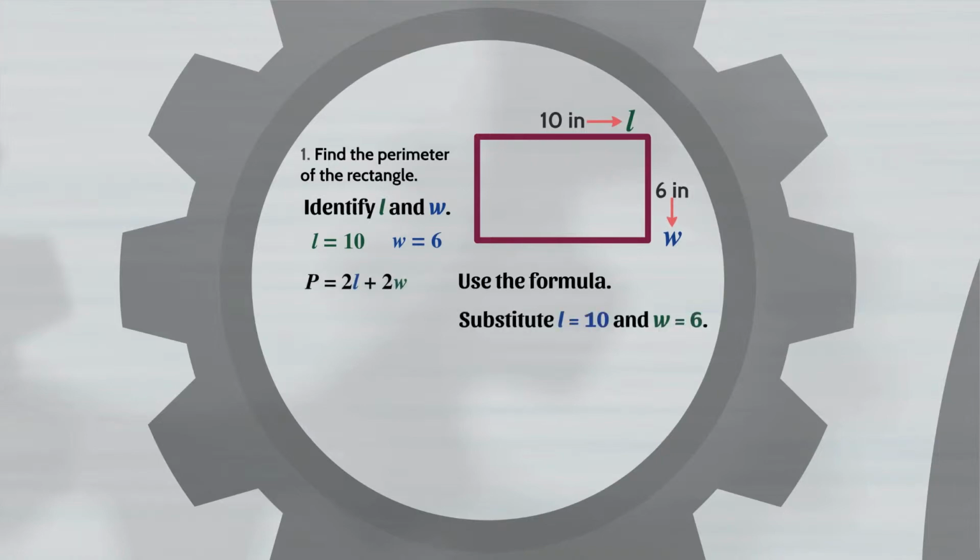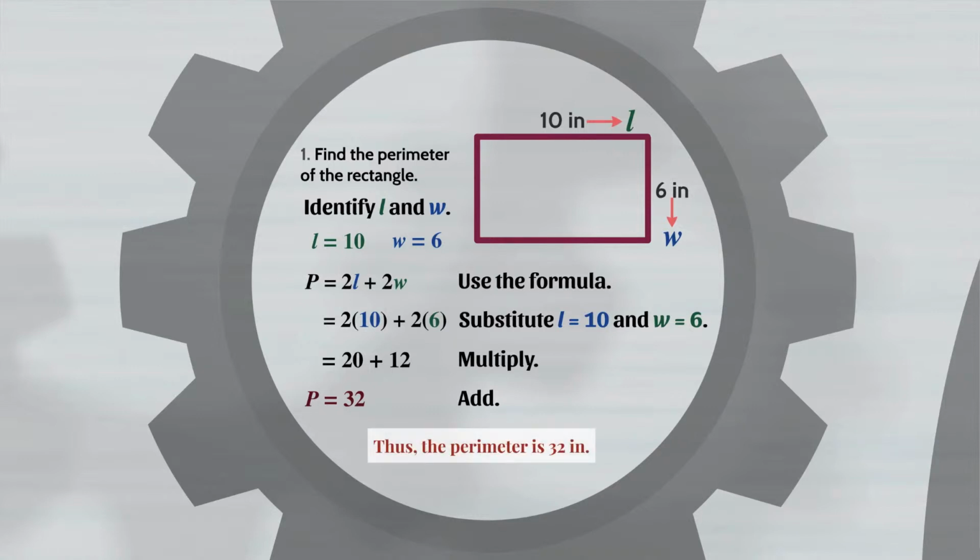Now we just need to substitute the values of L and W. That is 10 and 6 respectively. After substituting, we now have the sum of 2 times 10 and 2 times 6. Following the PEMDAS rule, we should first multiply. Then the expression becomes 20 + 12, because 2 times 10 is 20, and 2 times 6 is 12. Adding results to 32. Then we now have P = 32. P represents the perimeter. Thus, the perimeter of the given rectangle is 32 inches.